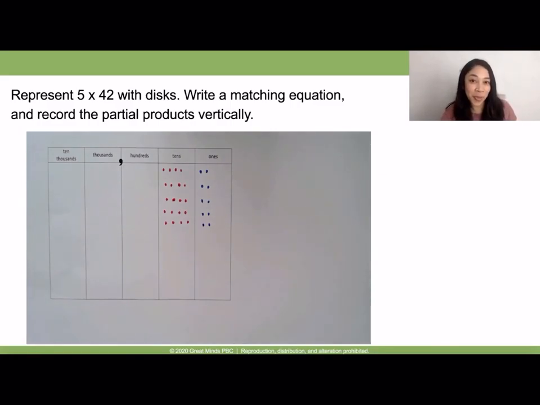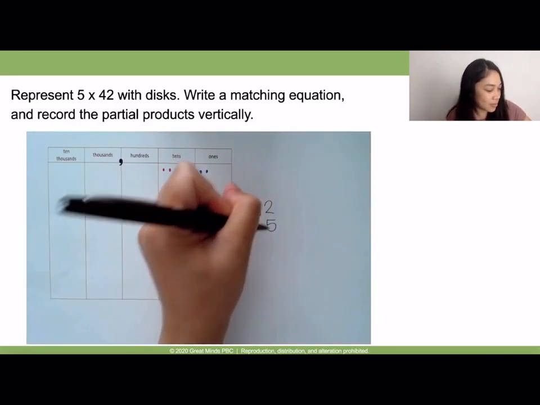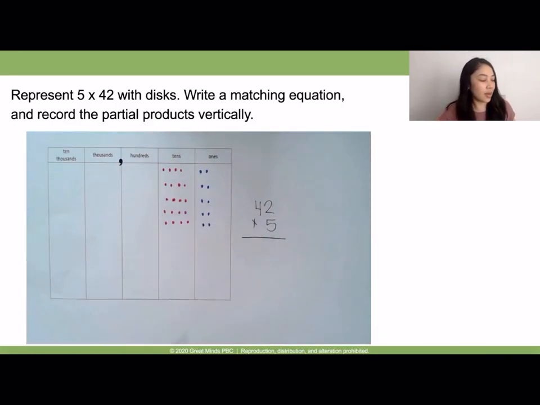How many groups of 42 do we now have on our chart? We have 5 groups of 42. Let's write this expression, 5 times 42, vertically. Let's go now to the ones. What is the value of our ones? 5 times 2 ones equals 10 ones. Let's record the value of the ones.